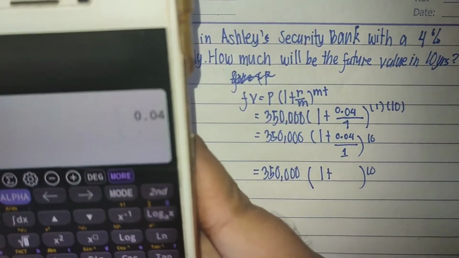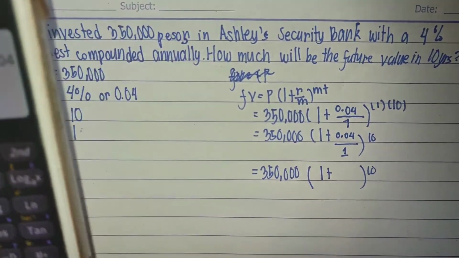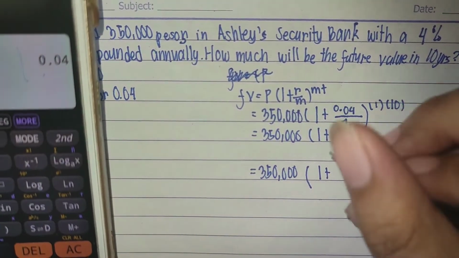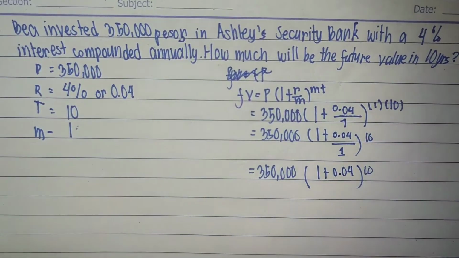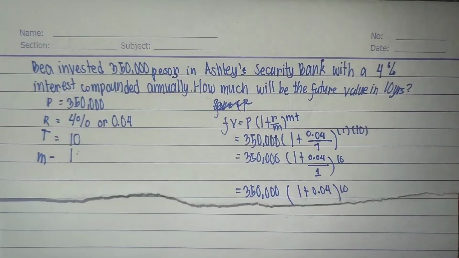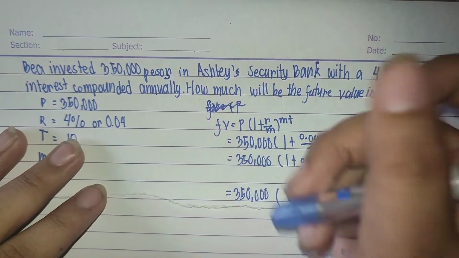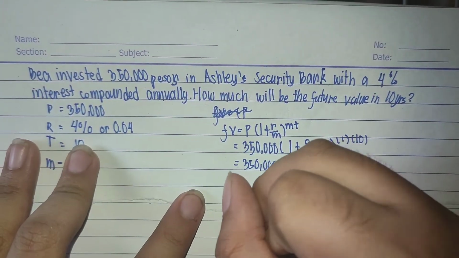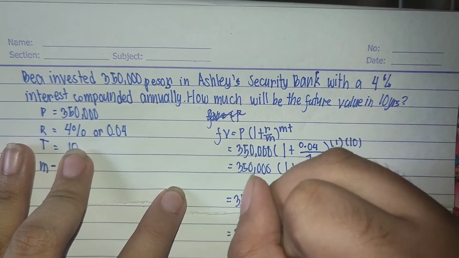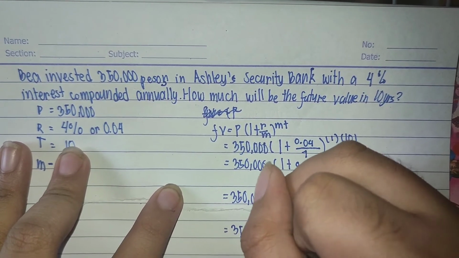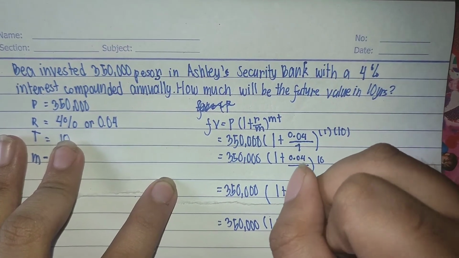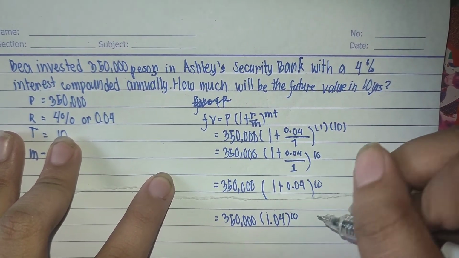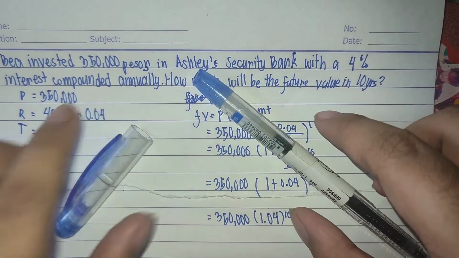0.04 divided by 1. Same value pa din. 0.04. So, ipagpa-plus na natin itong nasa loob. So, eto na siya. Equals 350,000 times 1.04 raised to 10. Tapos pwede na natin siya idiretso.